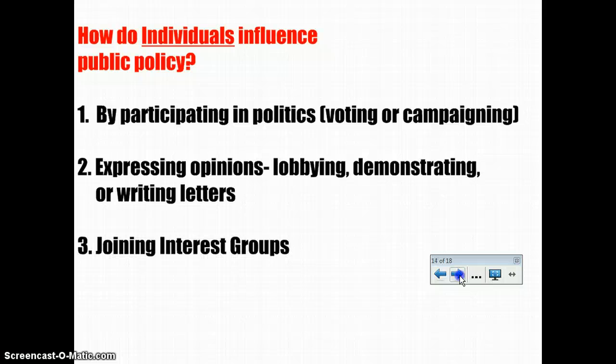The third way that individuals influence public policy is by joining interest groups and by getting together with groups of people who share the same interests, the same opinions and values that we do about a particular issue. So remember, there's power in numbers, so by joining a group of other people who feel a similar way, individuals can influence public policy.